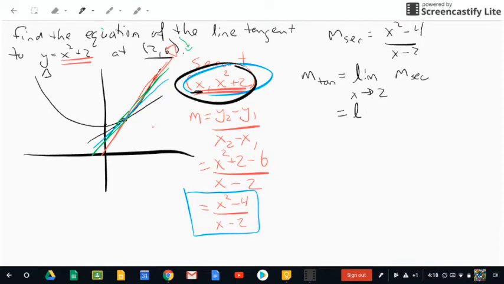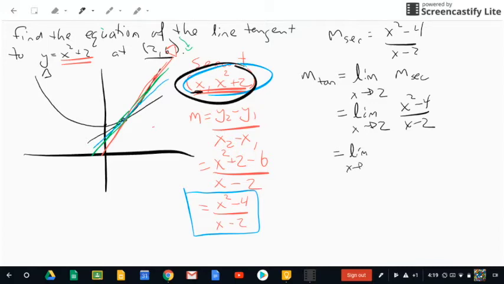Now, bear in mind, I never actually get there. I never actually get to 2. All we're doing is pointing at what this is approaching. And we've already seen, if I plug 2 into this right now, I will get 4 minus 4 over 2 minus 2. So I'll get 0 over 0.